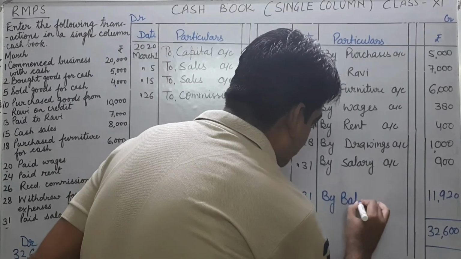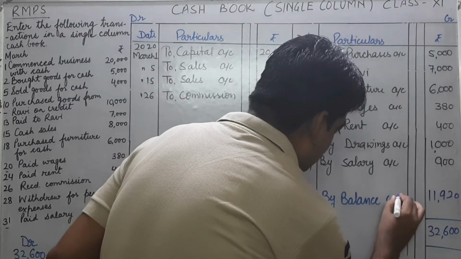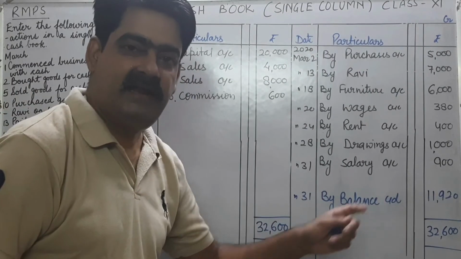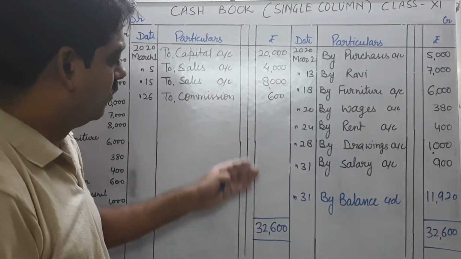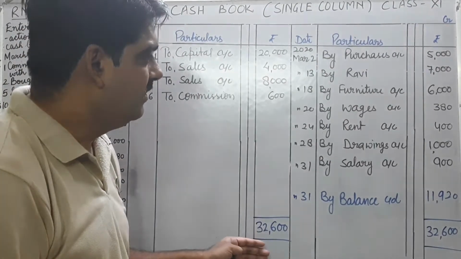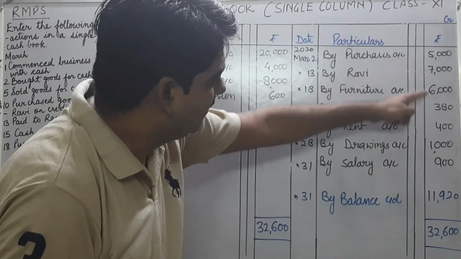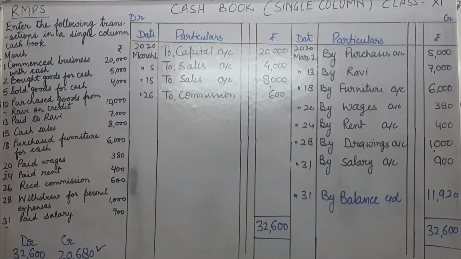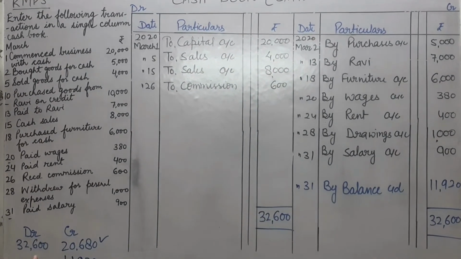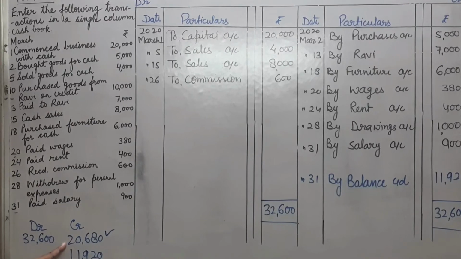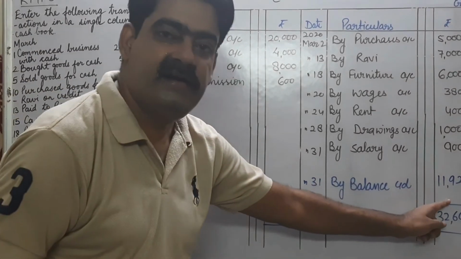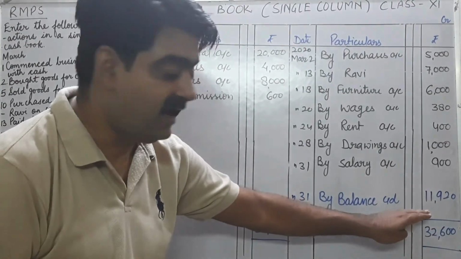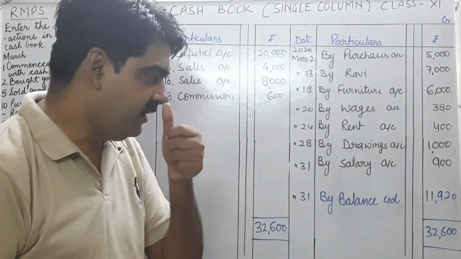So we will write by balance carried down. Once again, I am telling you how I have calculated 11,920. You see, total of debit side is 32,600, and total of all these payments up to 900 rupees is 20,680. From 32,600, I will deduct 20,680. So balance will come 11,920. This is our closing cash balance. 11,920 is closing cash balance as on March 31, 2020.